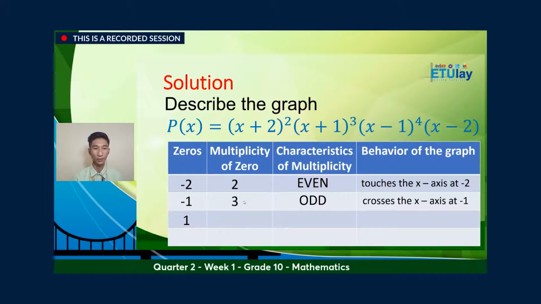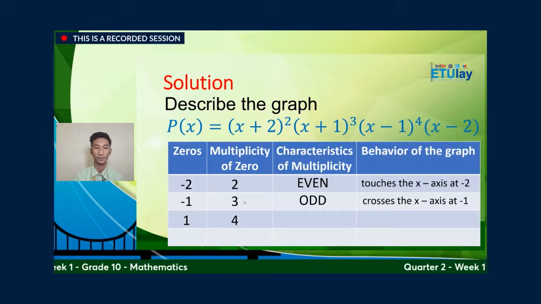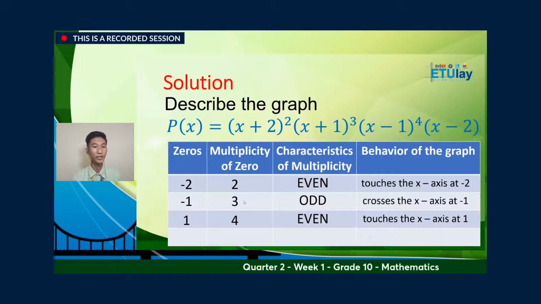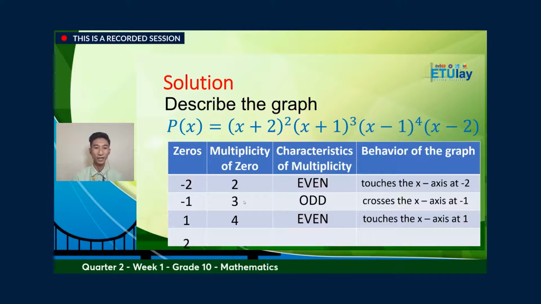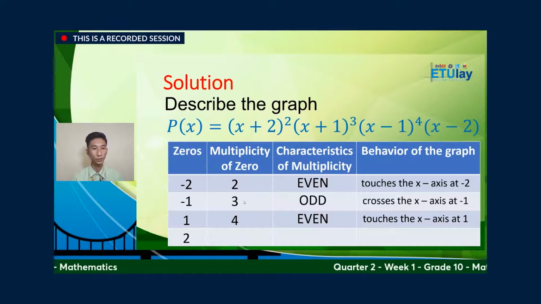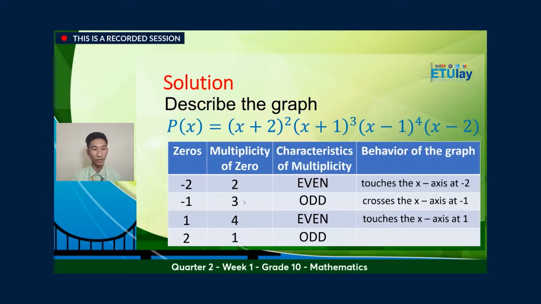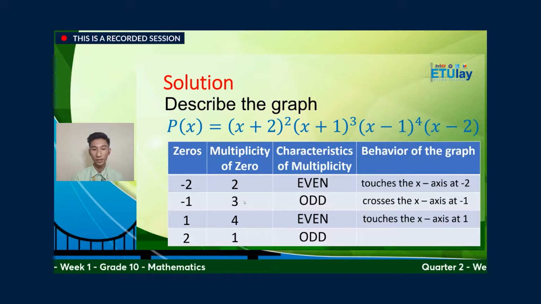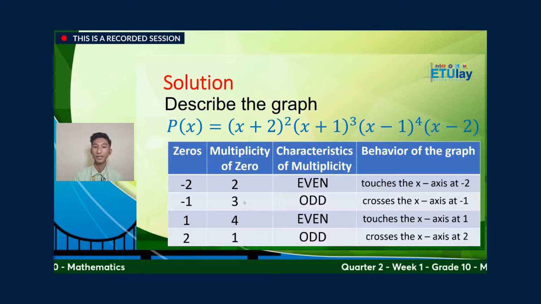How about 1? Our 0 is 1. Its multiplicity is 4. And 4 is an even. Therefore, it touches the x-axis at 1. How about our 0 is 2? And the multiplicity of 2 is 1. And the characteristics of multiplicity is odd. And if it is odd, it crosses the x-axis at 2.